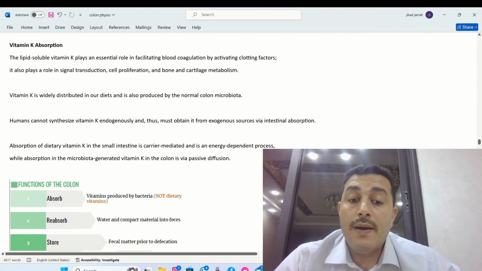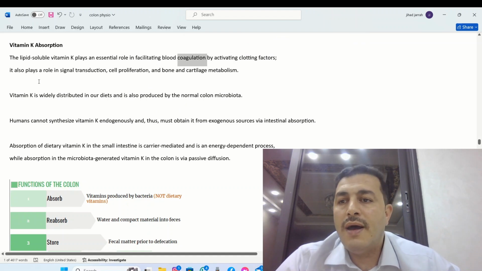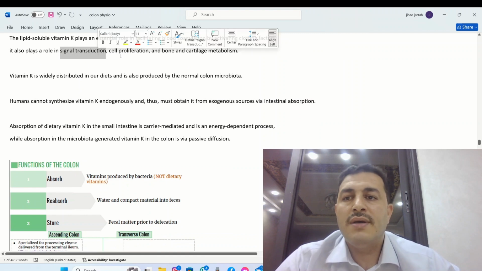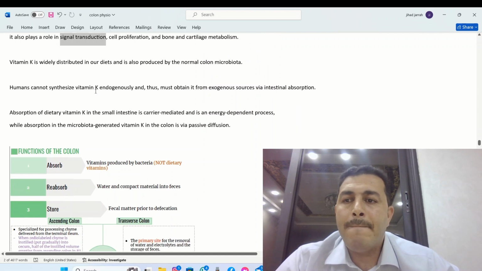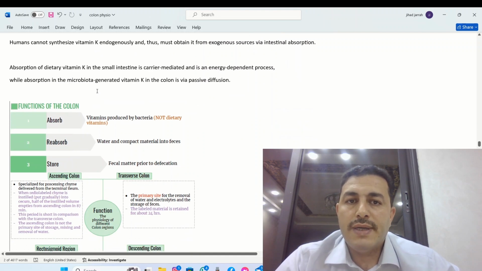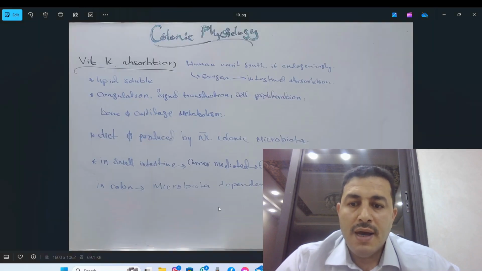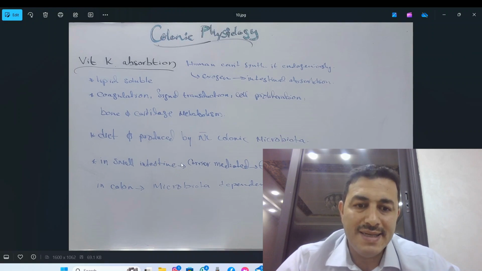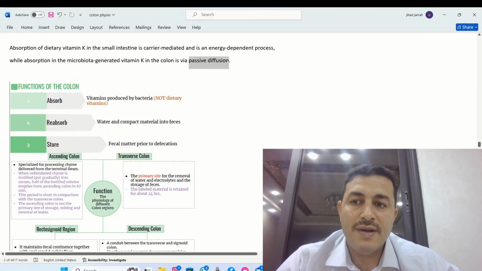The function of vitamin K is that it plays a role in coagulation. It also plays a role in signal transduction, cell proliferation, and bone and cartilage metabolism. What else can we add about absorption? In the small intestine it can be absorbed, but by an energy dependent mechanism. In the colon, vitamin K is absorbed passively by passive diffusion.